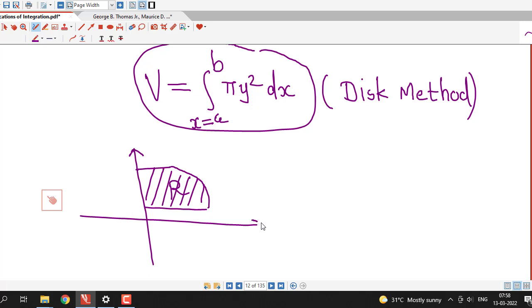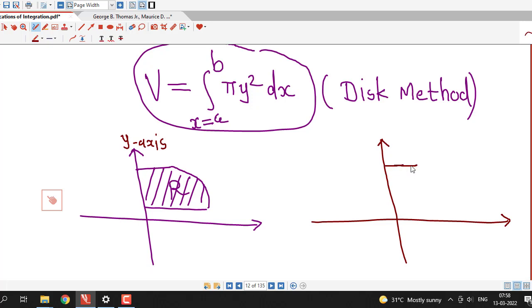So if we have this type of plane region, we can rotate it about the y-axis. In that case, the y-axis will be the axis of rotation, and the solid will look like this. We can just have a rough sketch of the solid.